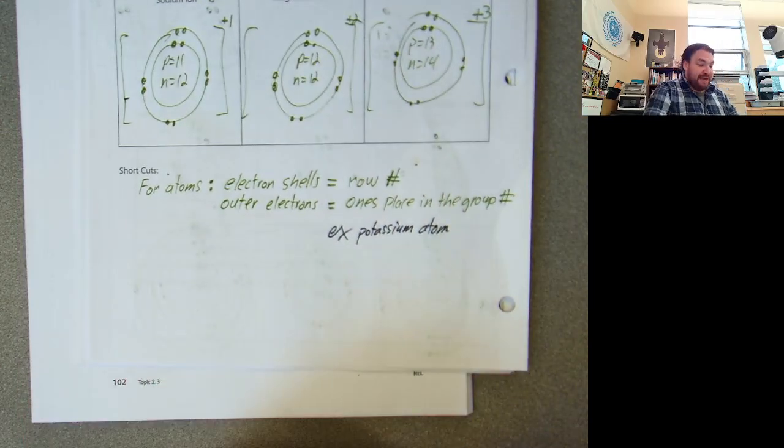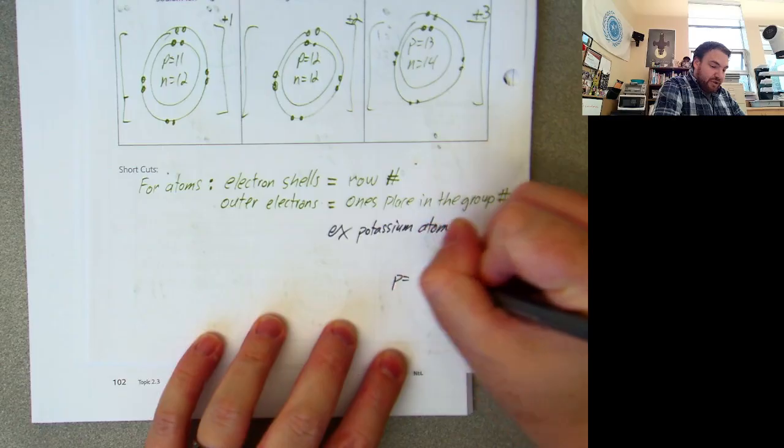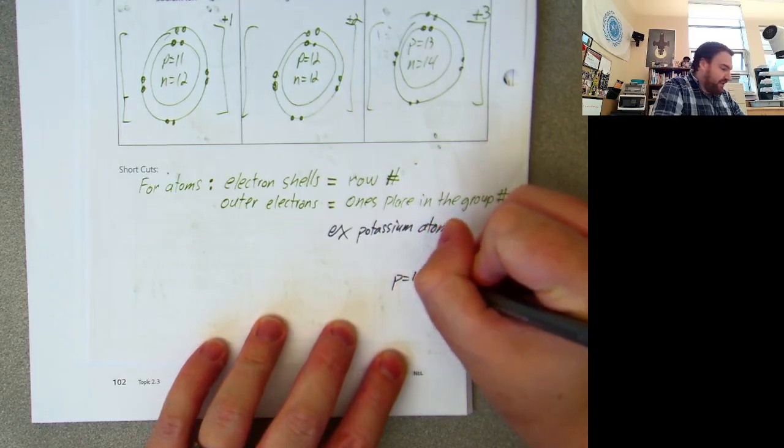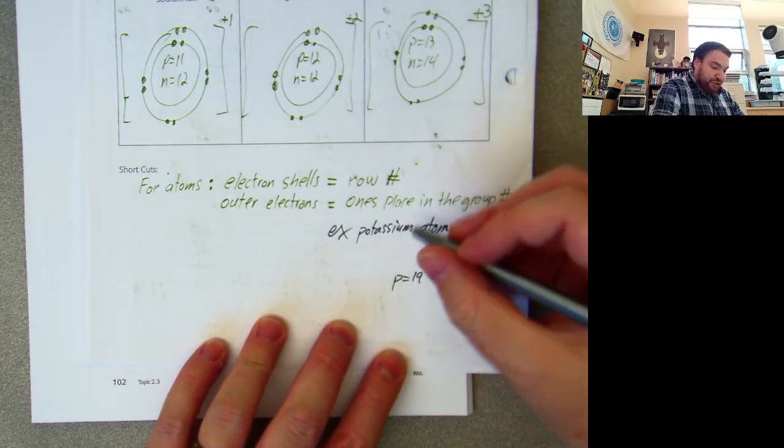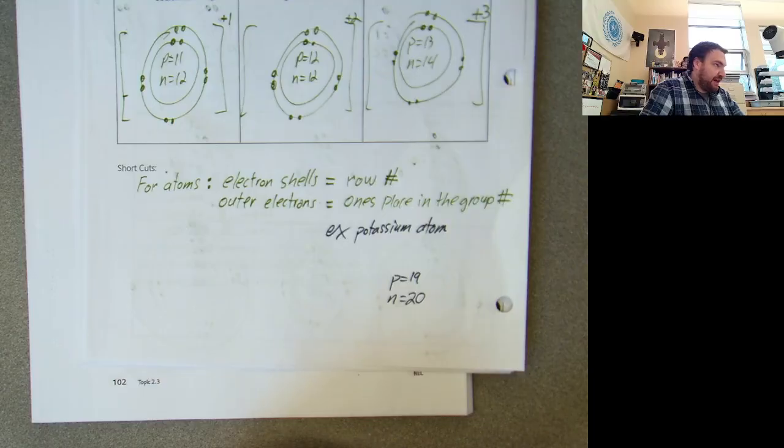So potassium, as always, we start with the nucleus. There are 19 protons because the atomic number is 19. There's going to be 20 neutrons because the mass is 39. 39 minus 19 is 20.